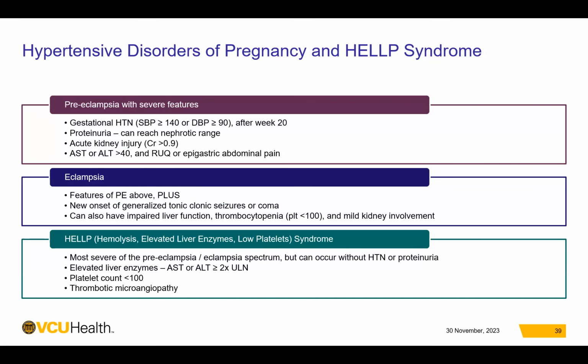So HELLP is on the spectrum of hypertensive disorders of pregnancy, and it's on the more severe side. You start with preeclampsia, and you have gestational hypertension, proteinuria, you can have acute kidney injury, your liver enzymes can be elevated, or you can have right upper quadrant pain that isn't explained otherwise. Eclampsia is when you have all of that, plus a seizure or coma. And then HELLP is, like I said, the most severe end of the spectrum, where you have elevated liver enzymes to 2 times greater than the upper limit of normal, thrombocytopenia, and you have this thrombotic microangiopathy. It's important to know that HELLP syndrome can occur without the hypertension or proteinuria, and so it is also considered its own diagnosis. So I like this still. I'm going to put a pin in it.